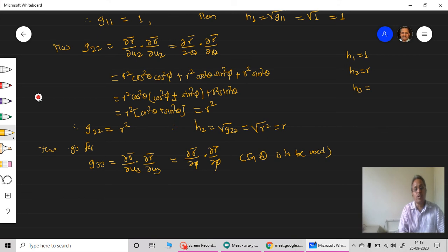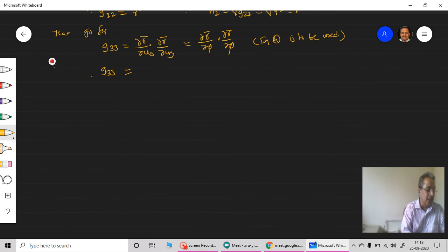Get the dot product of this equation 4 with itself, and this gives you G33. Again I am not doing this calculation. You can do this calculation later at your home.